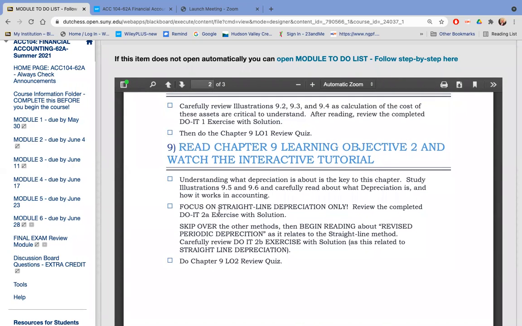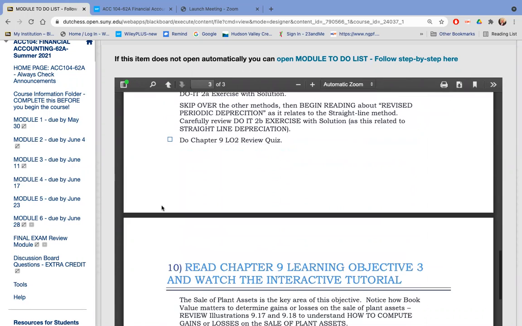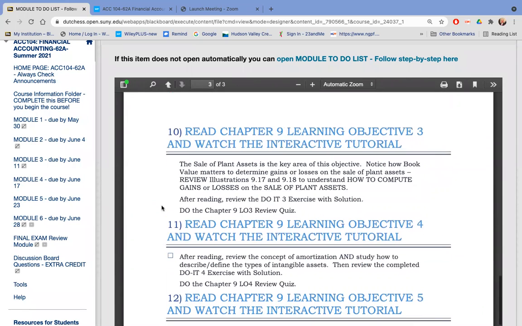We're going to be focusing solely on straight line depreciation. There are 2 other methods, but they are not used very frequently. Straight line depreciation is used in about 80% of companies that are out there. So we focus on that.